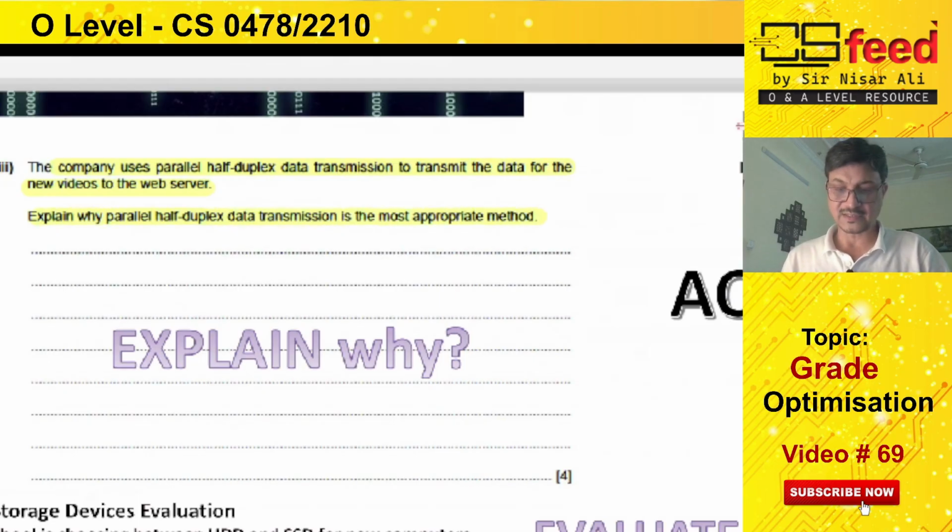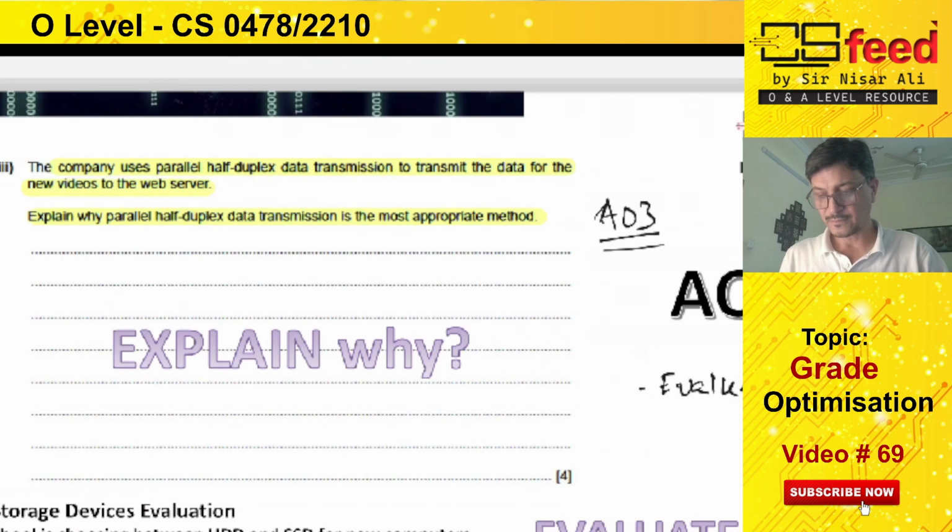Now you can see that this is purely an AO3 question. Here you have to evaluate, here you have to give a reasoned judgment, and here you have to give a conclusion. And especially here you will be comparing. Why is parallel half duplex data transmission the most appropriate method?